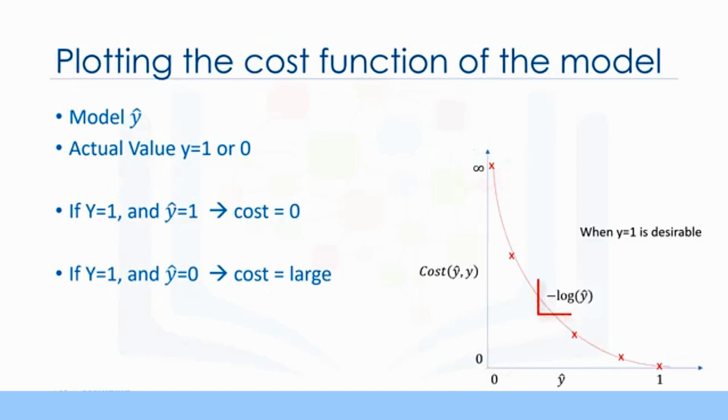We can see that the minus log function provides such a cost function for us. It means if the actual value is 1 and the model also predicts 1, the minus log function returns 0 cost.